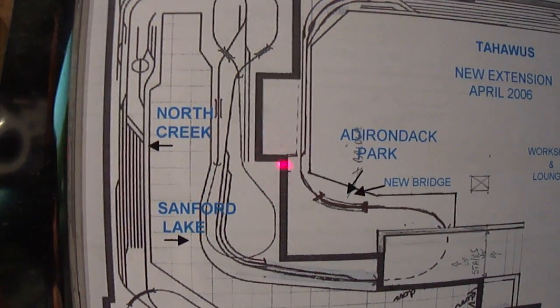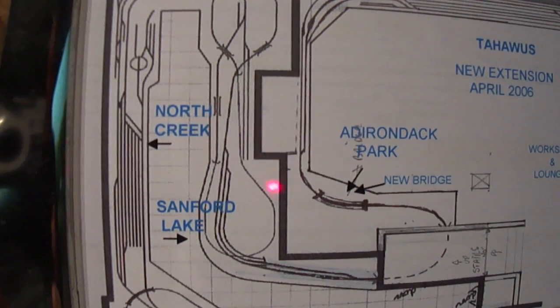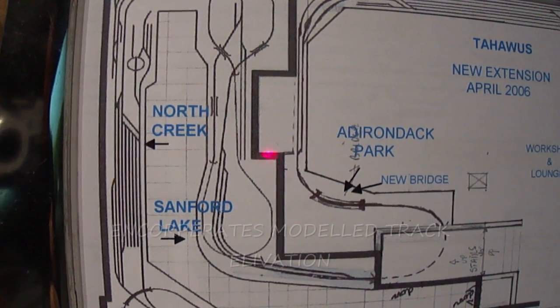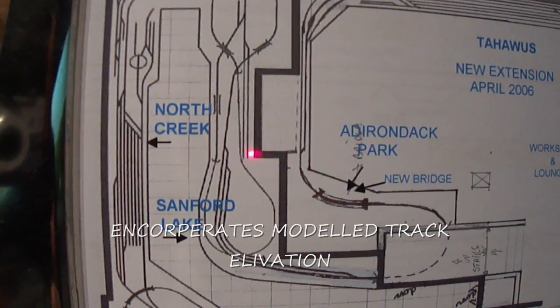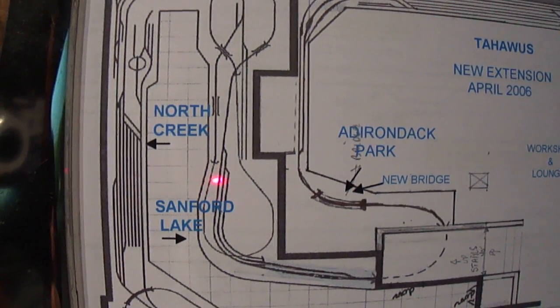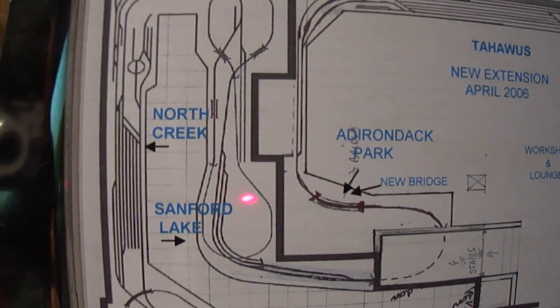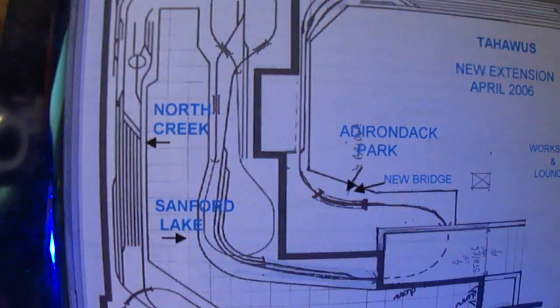It models very well the actual track elevation that goes from North Creek to Tahouse, which was a steep grade, which required, in steam days, the train to stop on the way down to set the retainers on the brakes, and then go down the hill even with 3 locomotives.